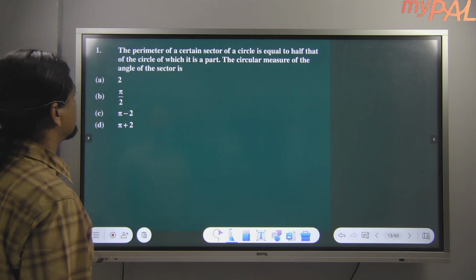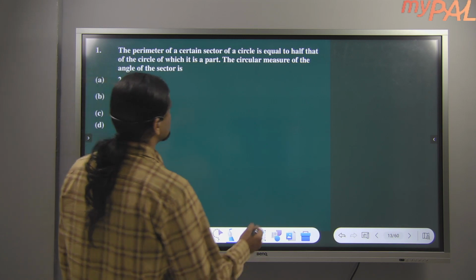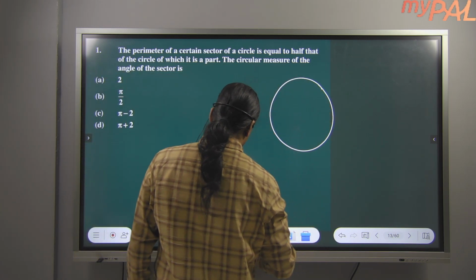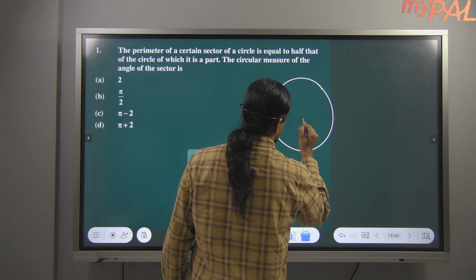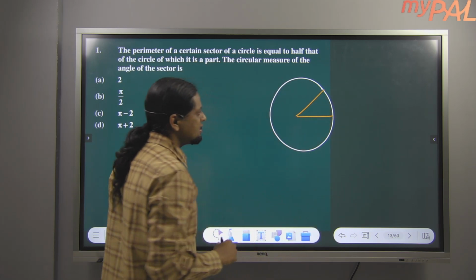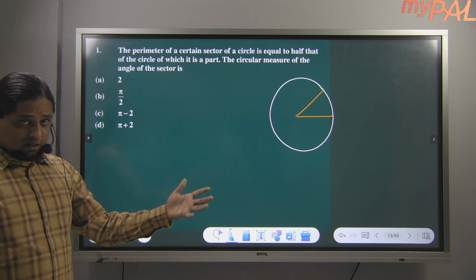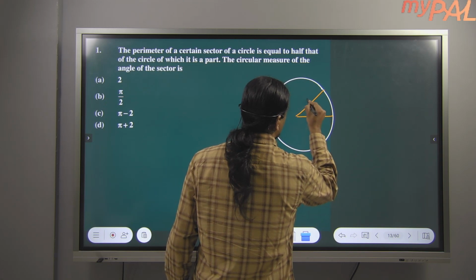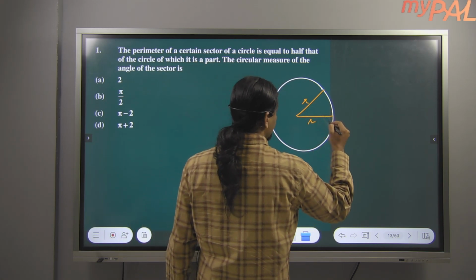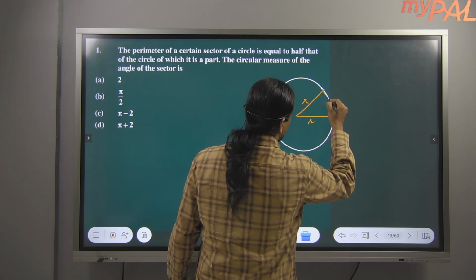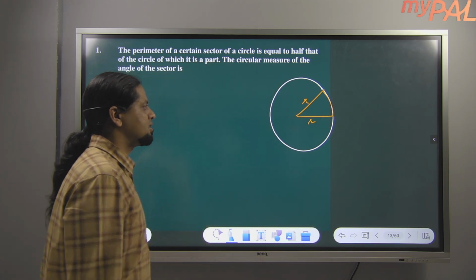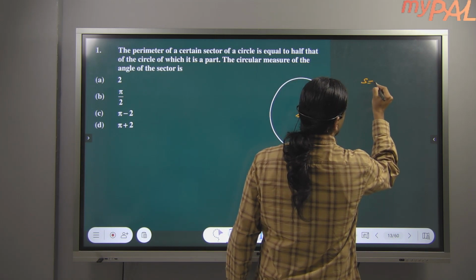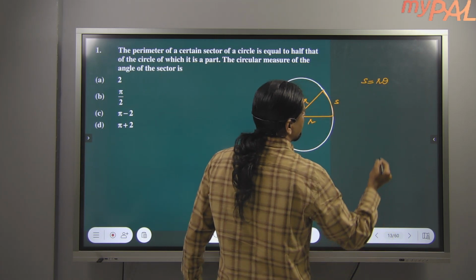So first, what have they given? The perimeter of a certain sector of a circle is equal to half of that of a circle. Always better to draw a rough diagram. So the perimeter of a sector is equal to half of the circumference of that particular circle. Let me say this is the perimeter I'm talking about. This is R, and this I don't know, so I will call it S. From the arc length formula, do we know S is equal to R into theta, where theta is in radians?